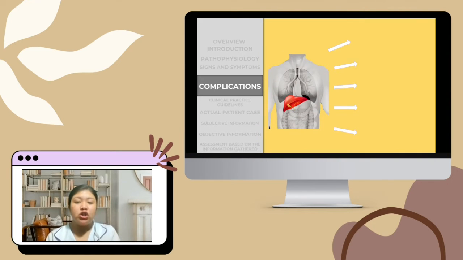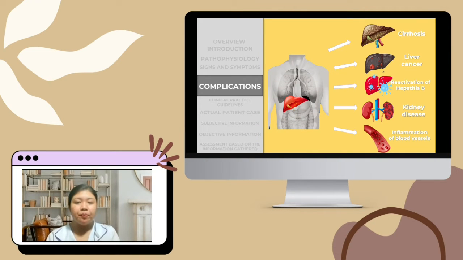Now, for the complications, first is cirrhosis. So, bale, kaya siya under ng complications is because kahit yung simpleng infection lang na galing sa hepatitis B could lead to extensive scarring of liver or yung cirrhosis na tinatawag natin. So, bali kapag may cirrhosis na, this will impair the liver's ability to function. So, may nabasa ako na it would take 10 to 20 years bago mag-progress from viral hepatitis to cirrhosis. So, next is the liver cancer.